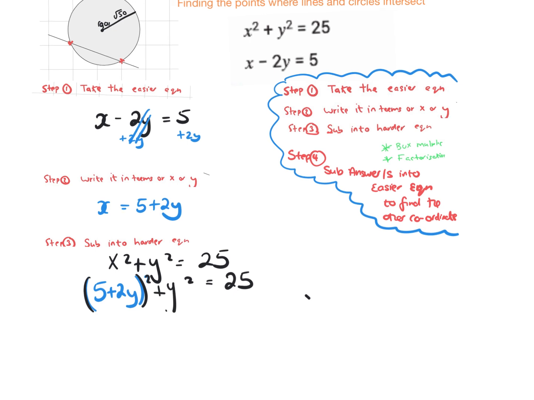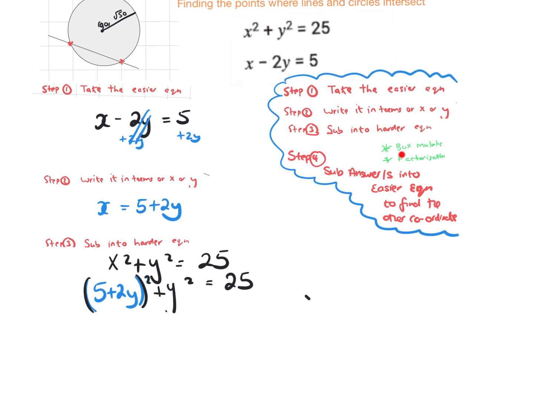Now, at this point, I've got a lot of marks, but I have a little bit of work to do. In this section I've highlighted box multiplication and factorization. There are 2 skills we will nearly always need at this point. So 5 plus 2y, all squared, means 5 plus 2y times 5 plus 2y. Once you write it like that, you will spot that normally how we do this is by box multiplication.